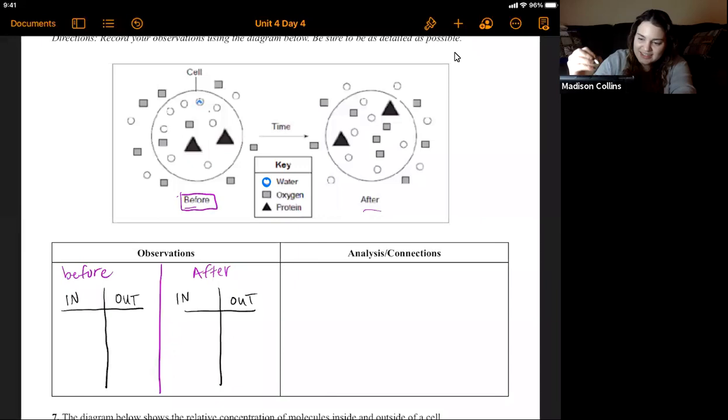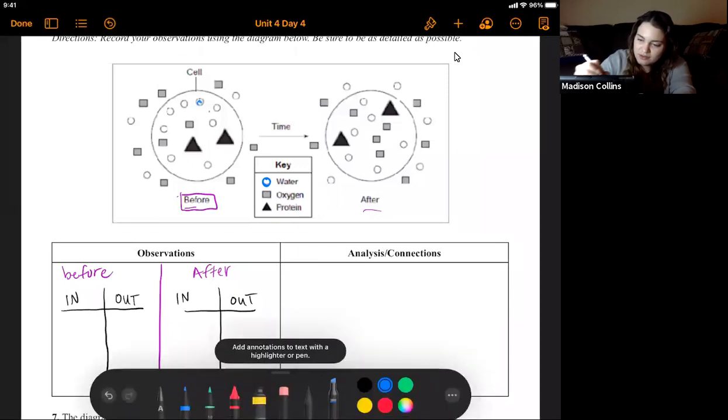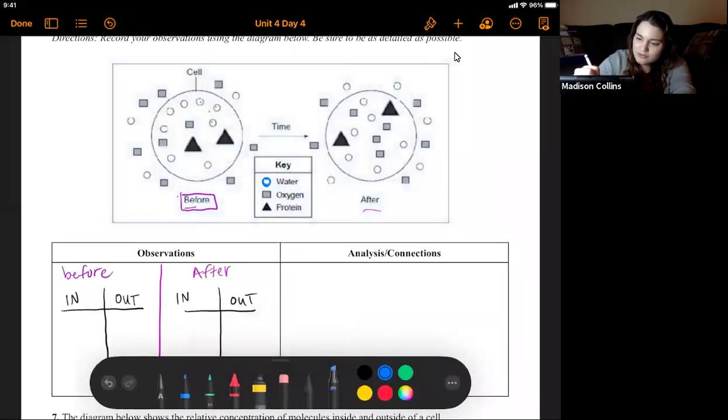All right, inside the cell, we have 1, 2, 3, 4, 5, 6, 7, 8 water molecules. Okay, so I've drawn 8 H2O molecules. And outside our cell, we have 1, 2, and 3. So I'm going to draw 3 H2O on the outside of the cell.